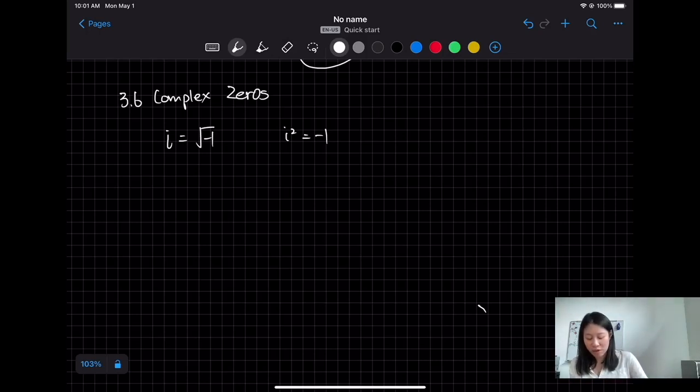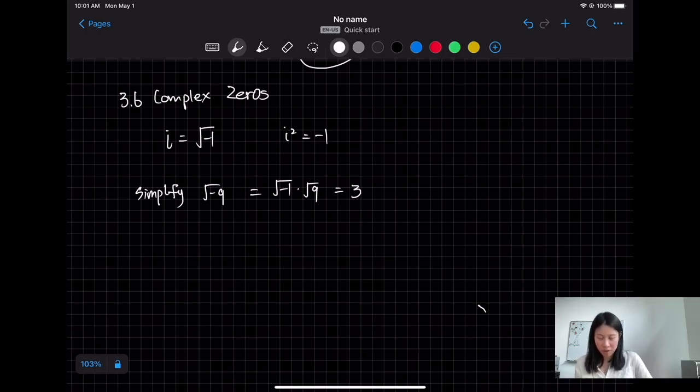Okay, so for example, let's simplify the square root of -9. I can write it as the square root of -1 times 9. The square root of 9 is equal to 3, and the square root of -1 is equal to i, so that means I can write it as 3i.